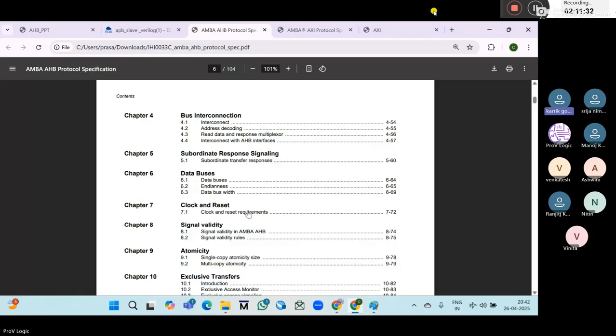Ma'am, is AHB full duplex? AHB is not full duplex. We can do one operation at a time, half duplex. Yes, AXI is full duplex.